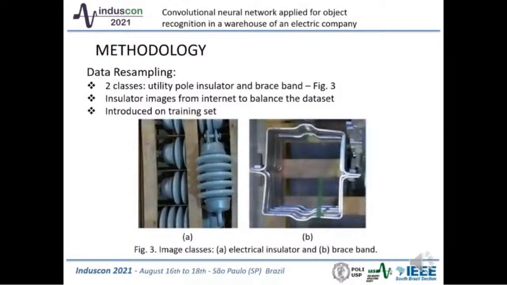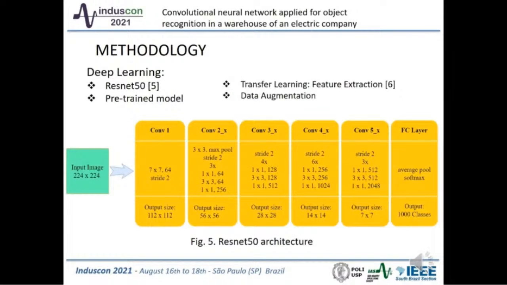All images are examined by an image quality assessment algorithm in order to control their quality. Two classes of materials were chosen to compose the dataset: insulators and brace bands. The classification task is performed by a CNN called ResNet50. Using a pre-trained model, a feature extraction method was applied, adjusting the weights, biases, and number of neurons on the last layer.